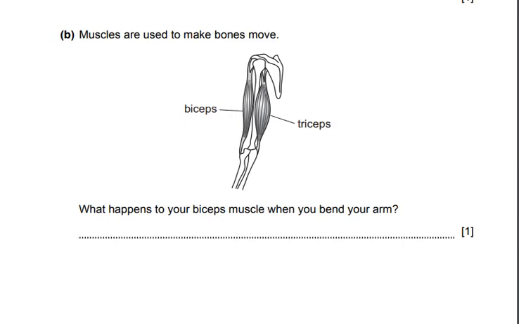So this is a sample of muscles taken from the human body. These are 2 muscles in the arms of humans. We have biceps and triceps here. These 2 muscles are found in our arms actually. The question says, what happens to your biceps muscle when you bend your arm? So you could write down it contracts, or you could write down it gets shorter. One of them is possible.